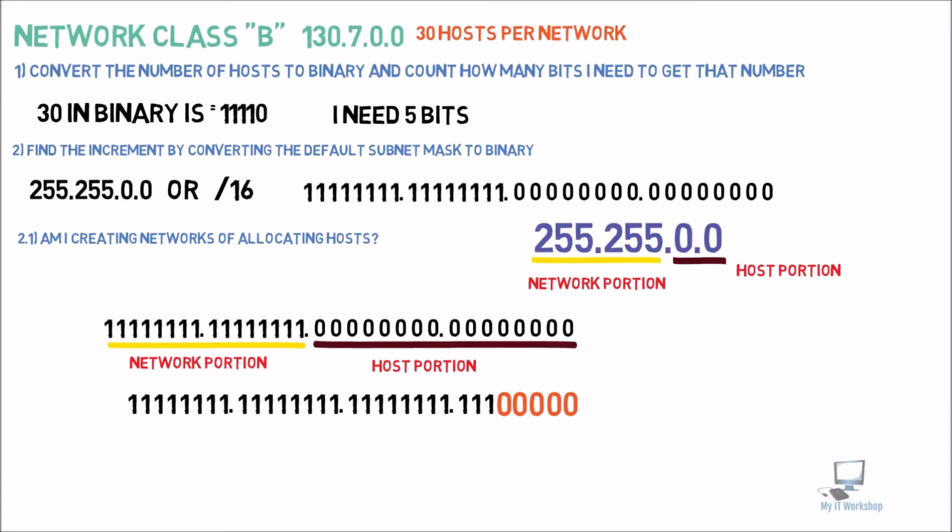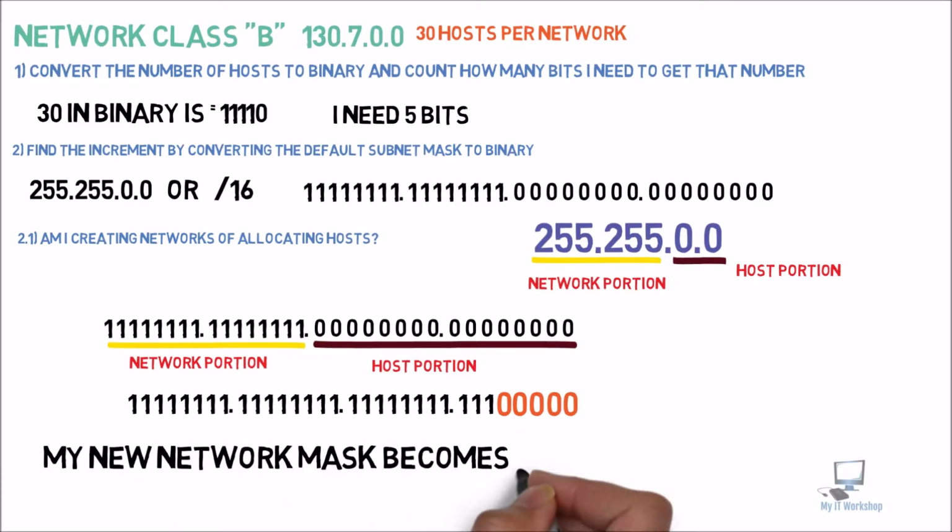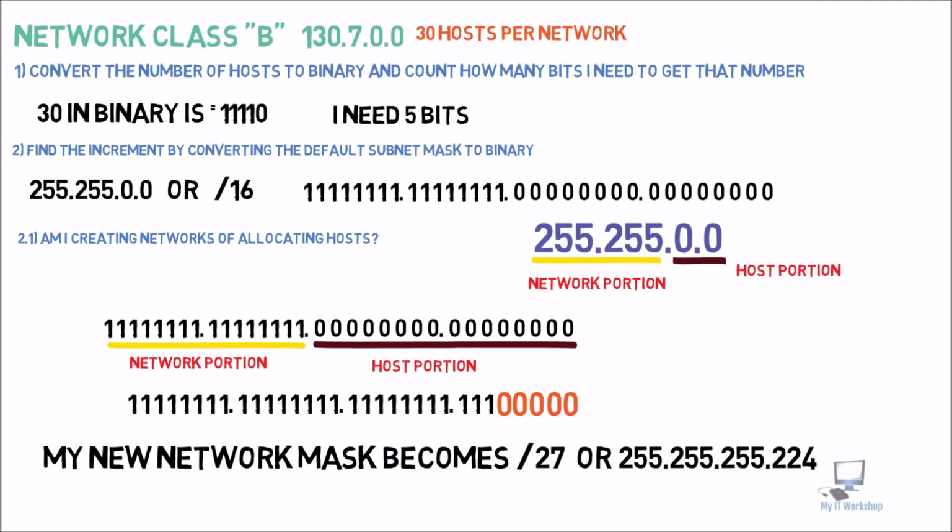So this is the very important step. Now, the first one after my reservation, well, I forgot something. My new network mask becomes /27, or 255.255.255.224. So where is the change happening? Where's the increment? It is in octet number 4 that we learned in the first video as well.